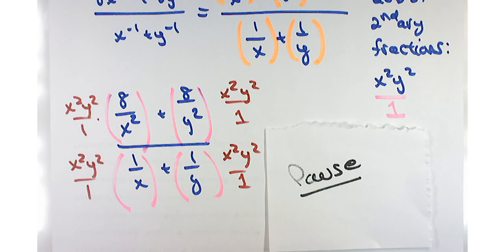Squared times 8 over x squared. Then an extra 8. So I did 8 times... Yeah, but there's no plus here. If there's a plus, then you distribute. But since there's no plus, it's just 8 x squared y squared.